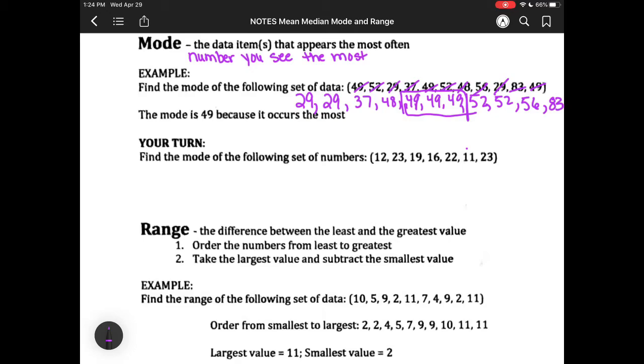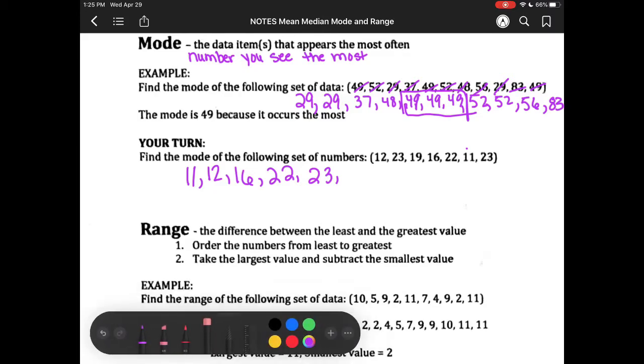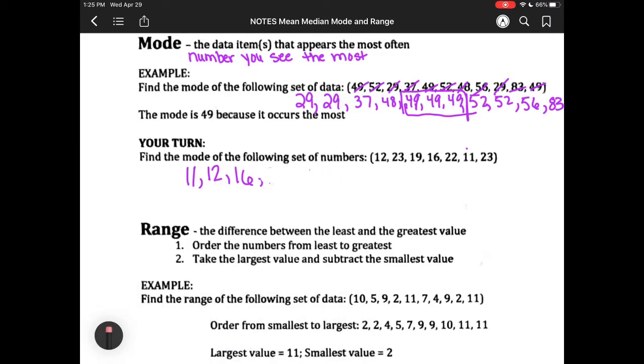So we have our same group of numbers again, and I wrote down our order since they're on a different page for me. For you, you might be on the same page, but for me, I'm not. So our numbers in order from least to greatest are 11, 12, 16, 22, 23. Oh, wait a minute. I've forgotten a number. 19. 19, 22, 22, and 23.